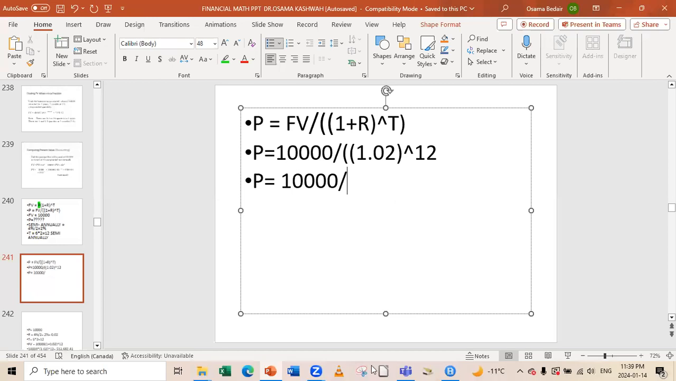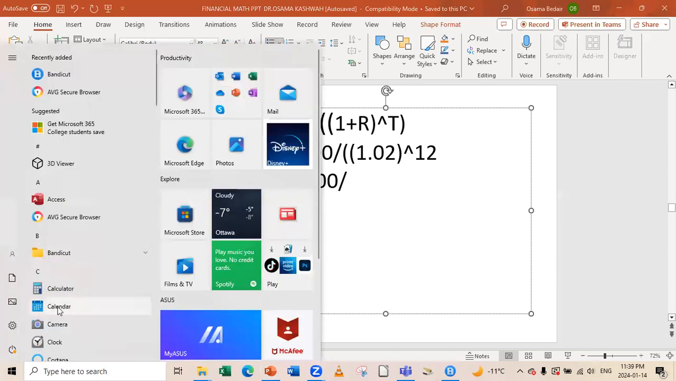1.02 to the power 12. Here I will go to my calculator. Usually we use the scientific calculator here, because the scientific calculator can give me the power. That's good for me here.